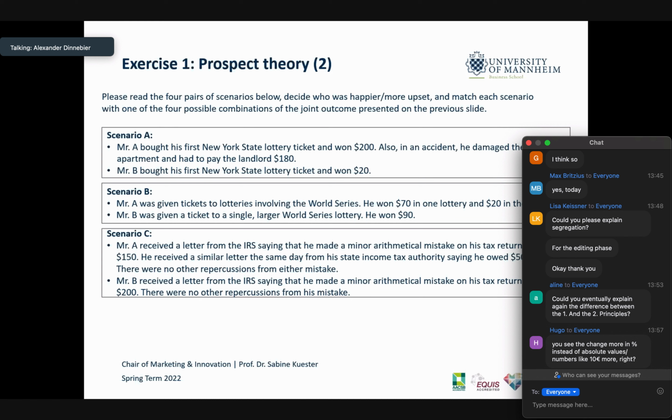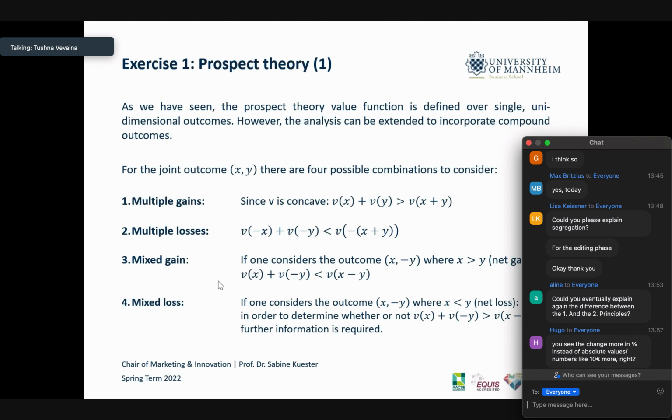None of them has a loss, so it can't be mixed gain, because none of them is perceiving their situation as negative. One perceives it a little bit less positive than the other. So the whole situation shouldn't be a mixed gain, it should be multiple gains, right? We refer, in the slide earlier, for example, if you see a mixed gain, is where one is positive, one is negative. So in this case, your 200 is positive and your, what was it, 180 is negative.